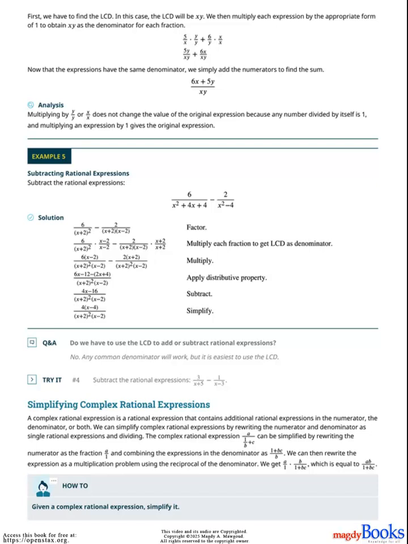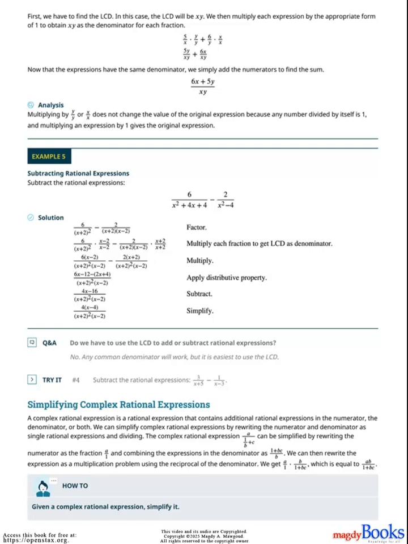1.6.5. Simplifying complex rational expressions. A complex rational expression is a rational expression that contains additional rational expressions in the numerator, the denominator, or both. We can simplify complex rational expressions by rewriting the numerator and denominator as single rational expressions and dividing.